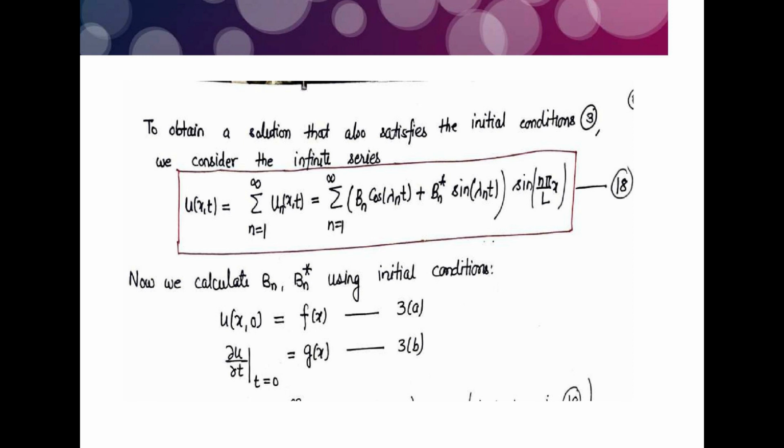To obtain a solution that satisfies the initial conditions given by 3, we consider the infinite series that u(x,t), the deflection in the string, is equal to the summation over un(x,t). I'm taking all the eigenfunctions un from 1 to infinity. Now use equation number 17, put the value of the un function, and we have equation number 18. Now we calculate these arbitrary constants Bn and Bn star such that the initial conditions are satisfied by the function u(x,t) given by equation number 18.